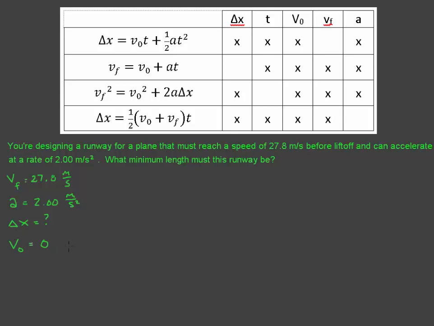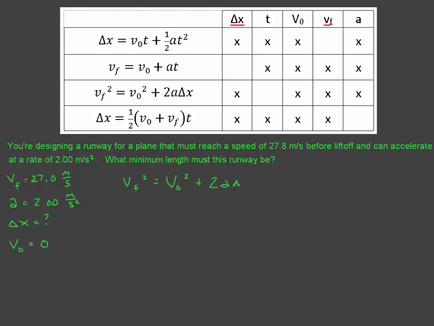Oftentimes zeros are implied in these questions. They're not stated. Sometimes they would be. It could say that it needs to start from rest, which is a clue that means that you're starting from 0. But in this case, what else can we assume, honestly? That's what we have to do. Now, if you look, I've got v final, acceleration, displacement, and initial speed. What's the one that isn't mentioned? Time. So time is not mentioned whatsoever. So I'm going to go down and look for the place where there is no time. And lo and behold, I have this equation here. So this is going to be the equation that's going to help me get my answer.